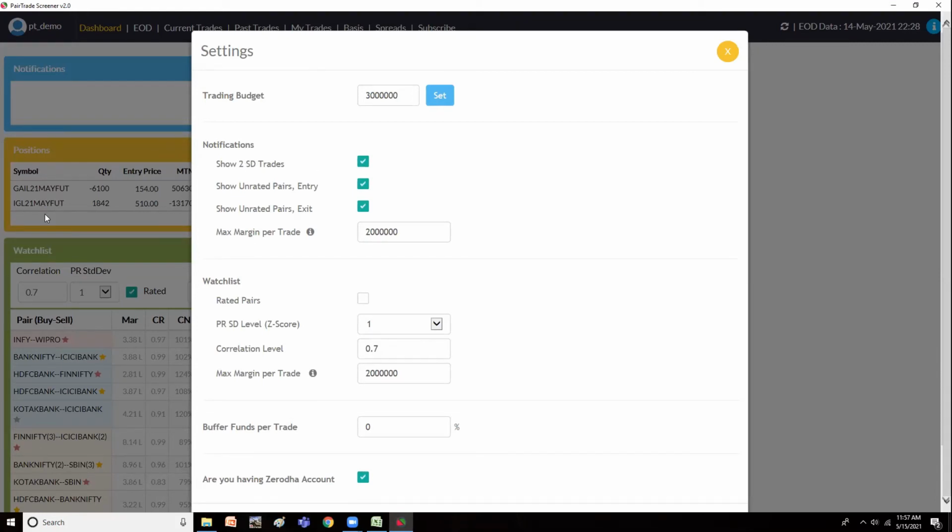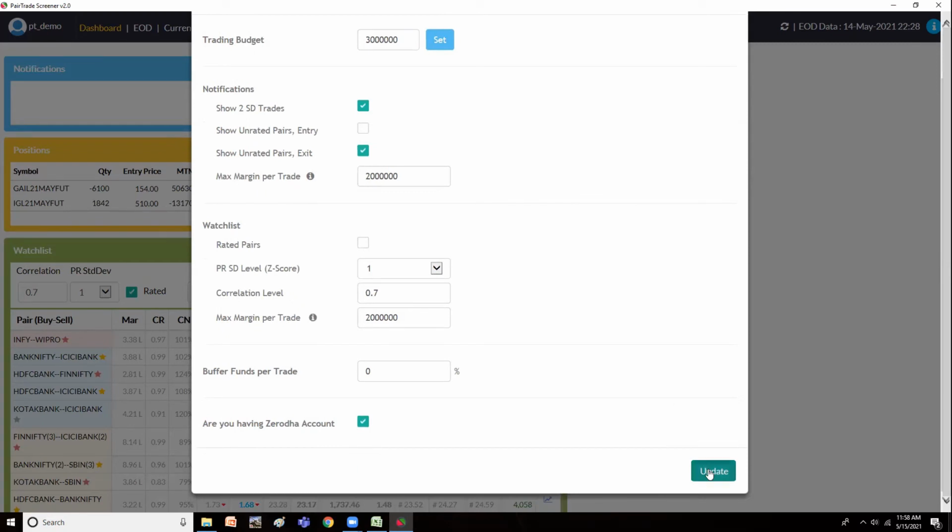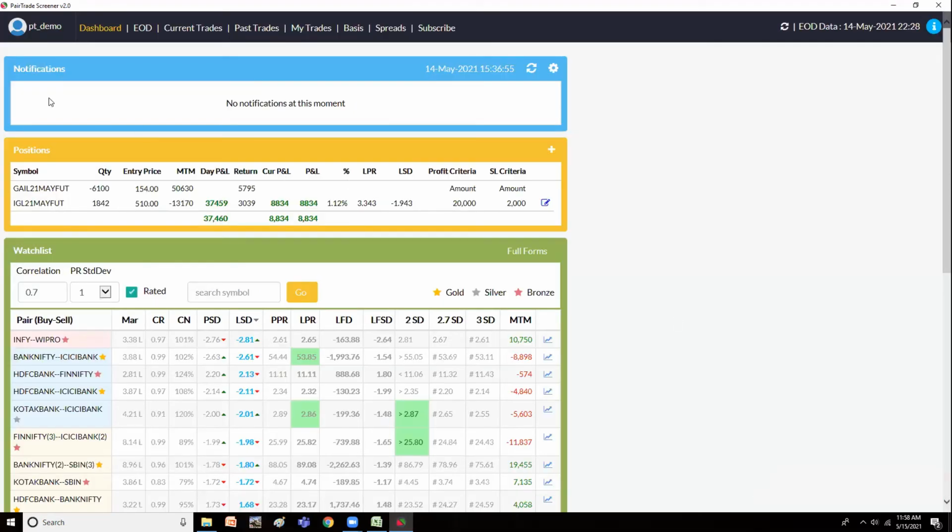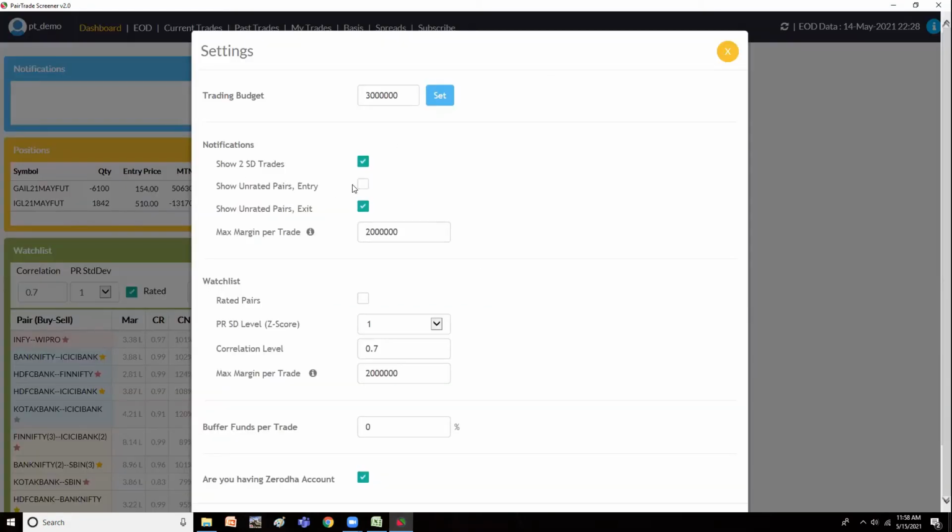So if I click here, it will display the two standard. Similarly, show unrated pairs entry. If I say, okay, don't show me unrated pairs, I want to see only pairs which are rated, so only those pairs will be displayed here. Even though the pair came below 2 standard deviation, because those pairs were unrated, that was not shown.